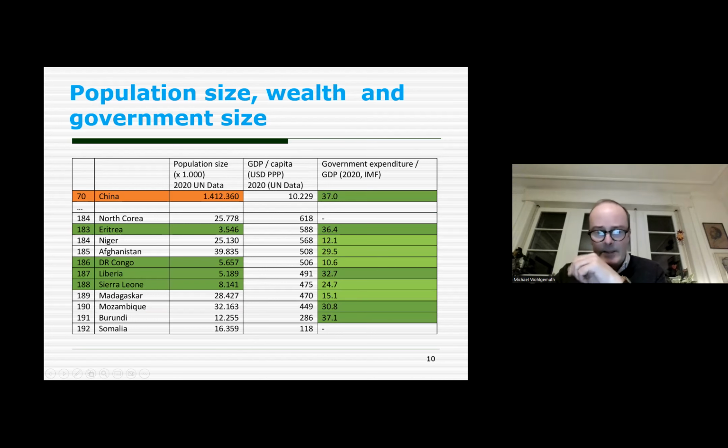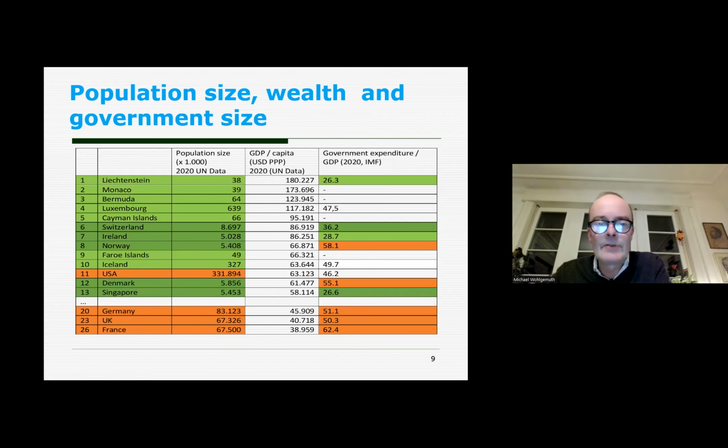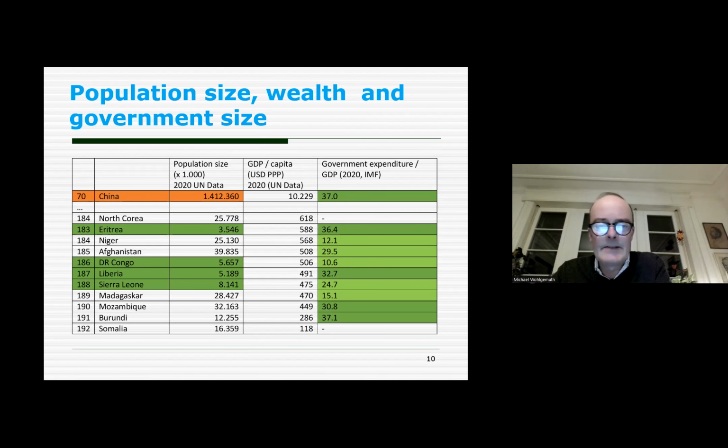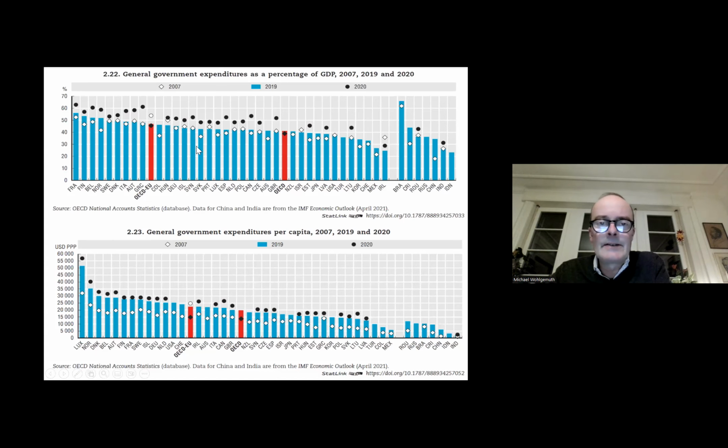But if we look at the bottom of the line, where you get a GDP per capita below 1,000, say, you also find some small states. So being small is not an advantage per se, but certainly for these countries up here, small is somewhat beautiful if you think that wealth is to be measured in terms of GDP per capita.